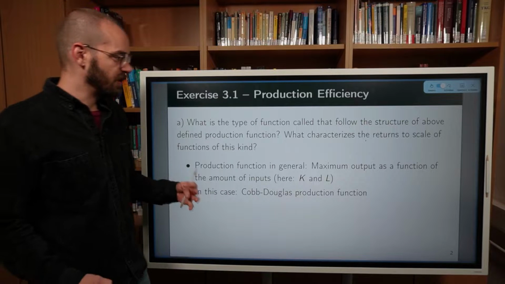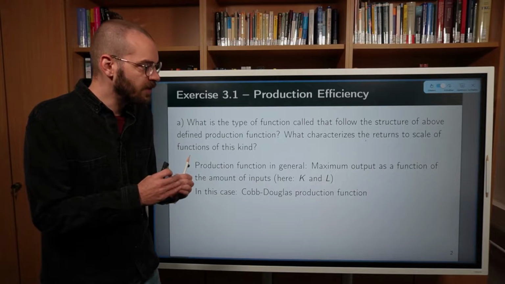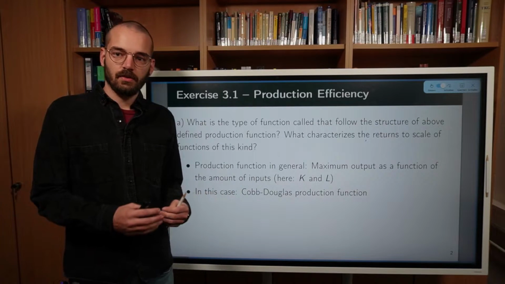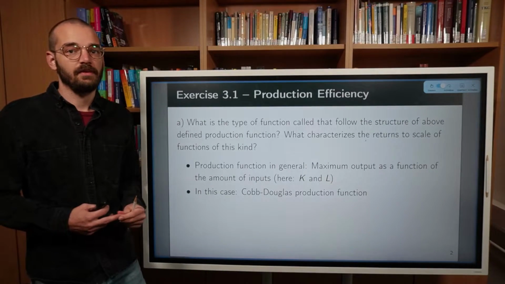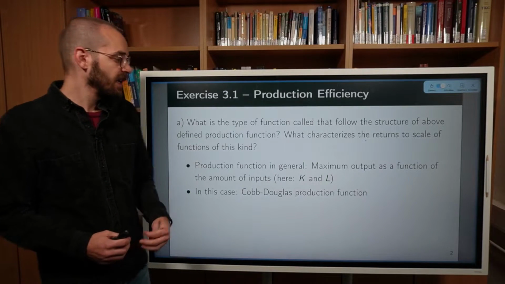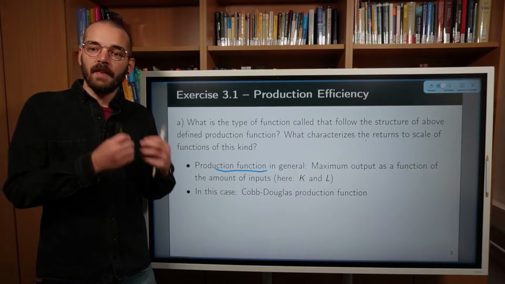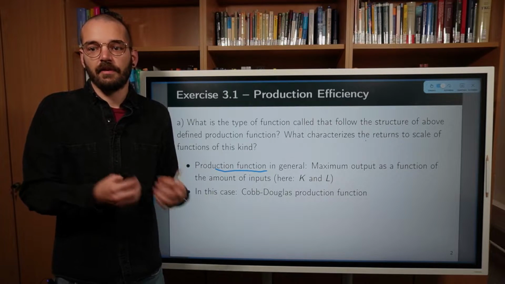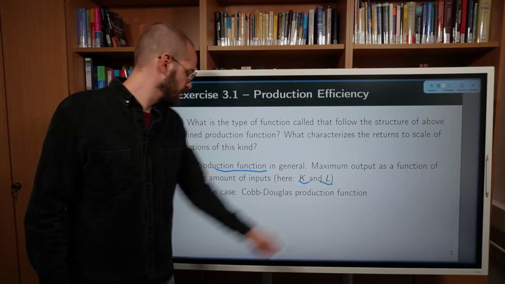But first, the production function in general is understood as the maximum output as a function of the amount of inputs. As mentioned earlier, in this specific case we consider a situation where the firm can choose capital and labor as input quantities, and the production function then provides the maximum quantity possible that the firm can produce using any given combination of K and L.